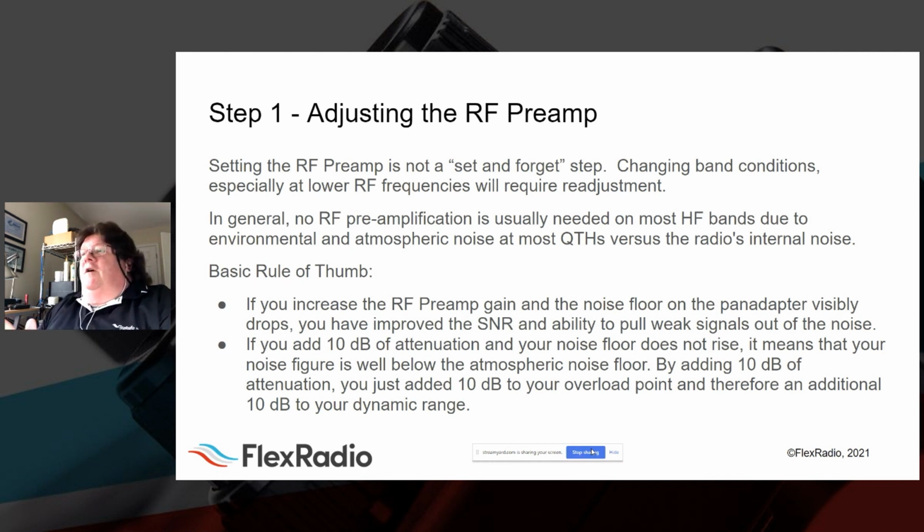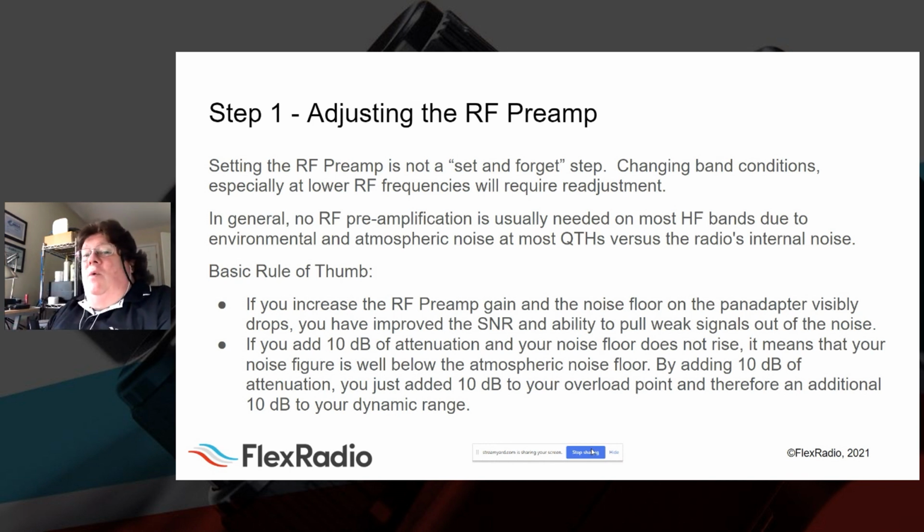So some rules of thumb here with the RF preamp. If you increase the RF preamp gain and the noise floor in your pan adapter visibly drops down, then you have improved the signal-to-noise ratio and the ability to pull weak signals out of the noise. If you add 10 dB of attenuation to your noise floor and the signal does not rise, then that means that your noise figure is well below the atmospheric noise. By adding 10 dB of attenuation, you've actually added an additional 10 dB of dynamic range.